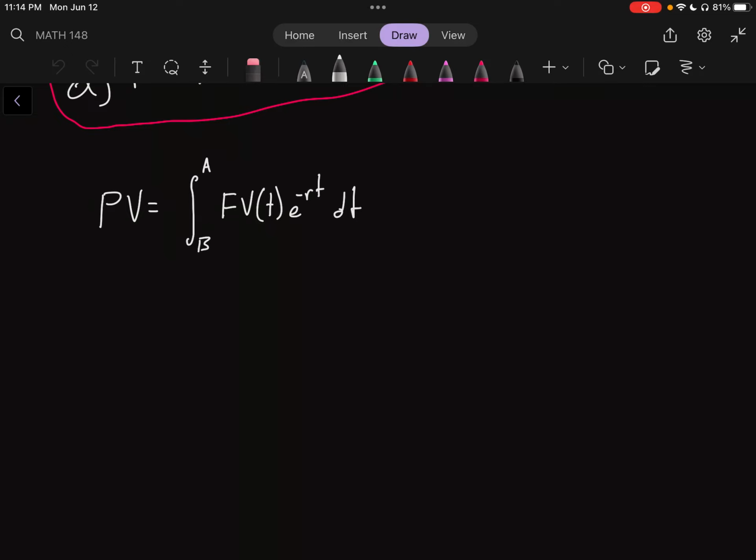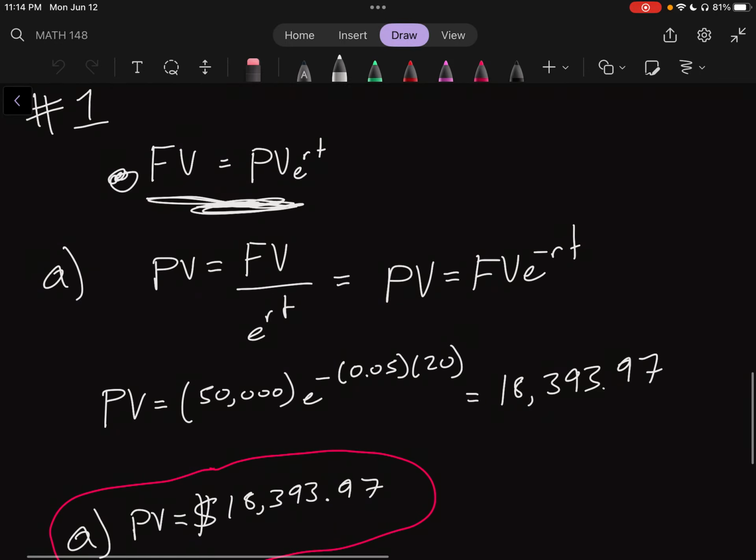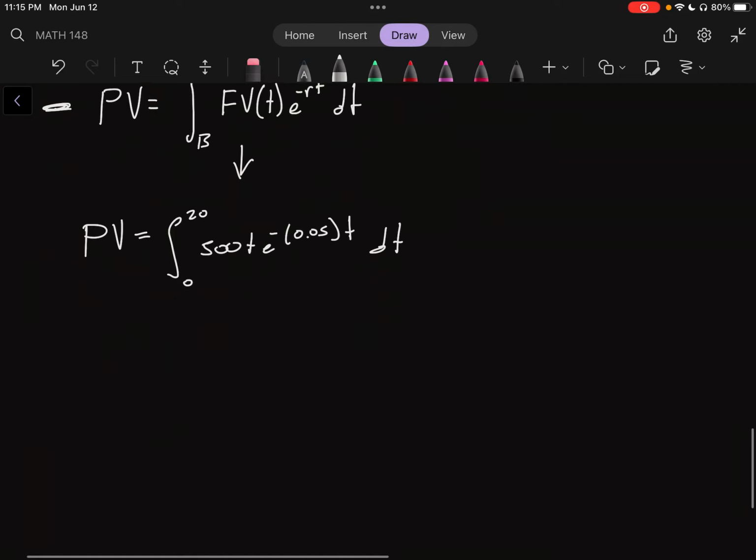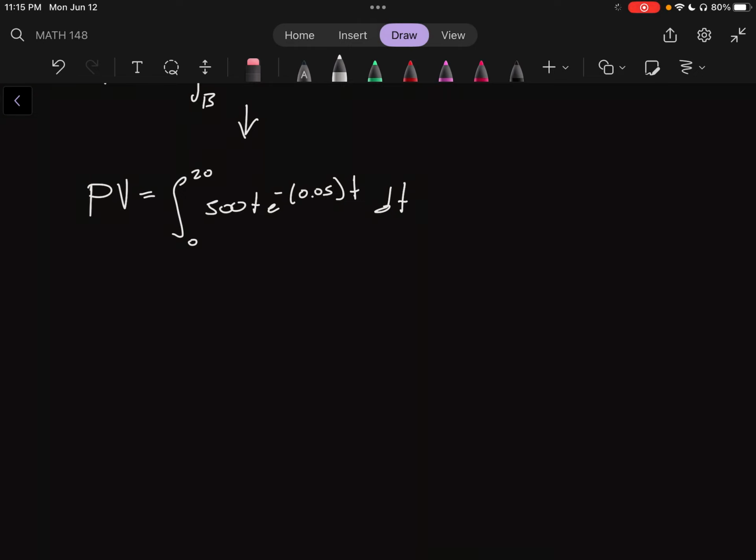Okay, because this problem is more complex than the last problem, where we could just use that formula, we have to use this formula now. With the information given, this formula turns into present value equals the integral from 0 to 20 years of the future value function 500t, times e to the negative 0.05t, where 5% is the interest rate, dt.